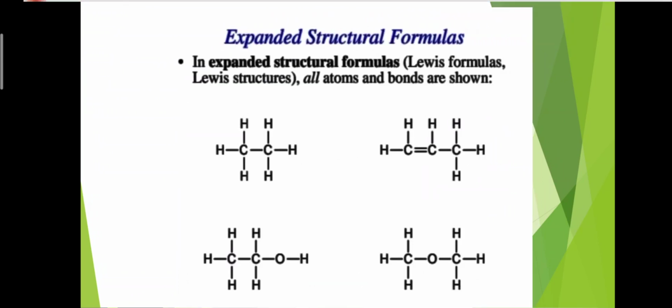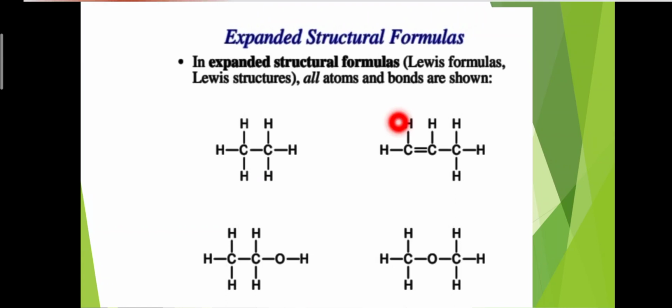Expanded structural formulas. In expanded structural formula, Lewis formula or Lewis structures, all atoms are bonded and bonds are shown. For example, ethane. Each carbon atom forms 4 bonds, one with another carbon atom and 3 with hydrogen atoms. A single bond is formed. Both the carbon atoms are bonded by a single bond.